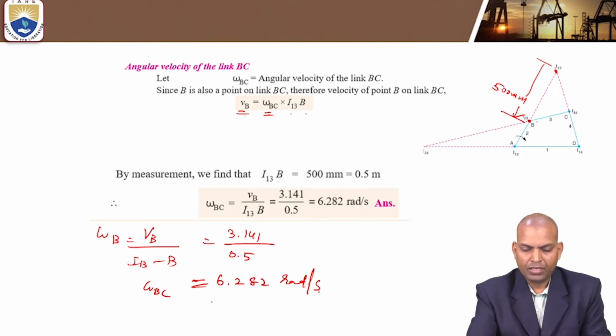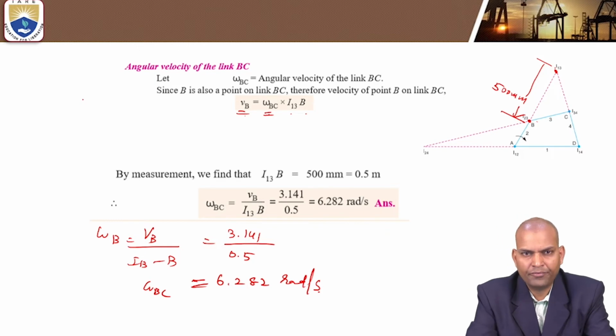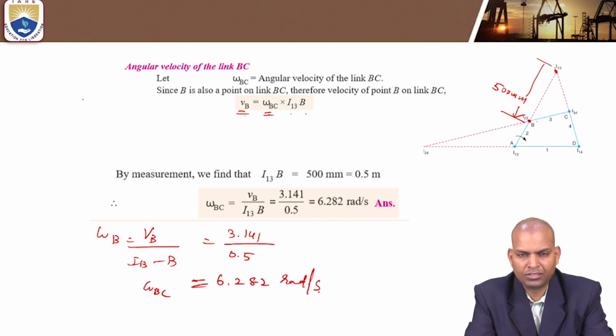So once again, we have to look at the I centers. There are three types of I centers. Number 1, fixed I centers. Number 2, permanent I centers. And 3, neither fixed nor permanent I centers. The first two types, fixed or permanent I centers, can be located directly by visual inspection. And neither permanent nor fixed I centers can be located with the help of Kennedy's theorem.